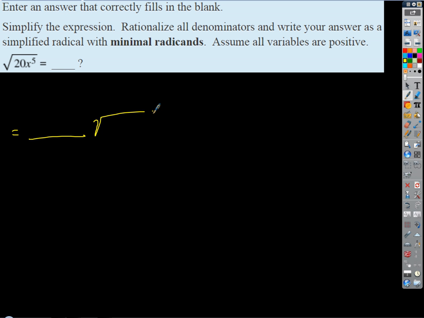How do you simplify the square root of 20? Yeah, square root of 4 times square root of 5, right? What's the square root of 4, Emma? Good. So there's the number part, right?